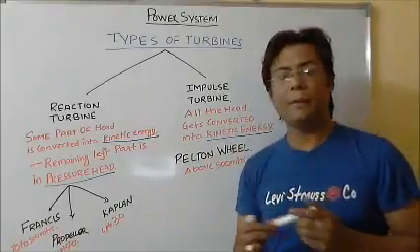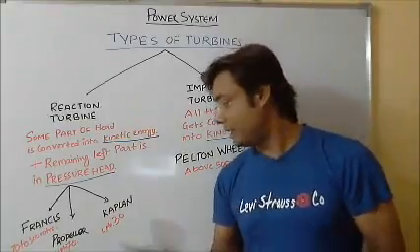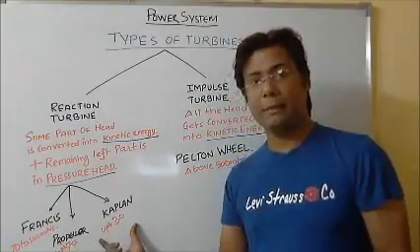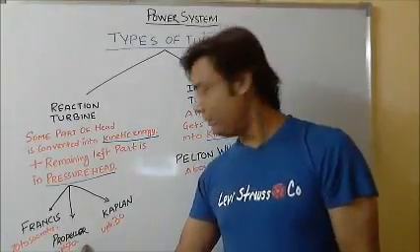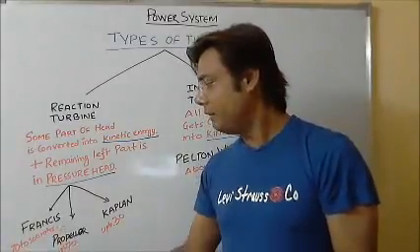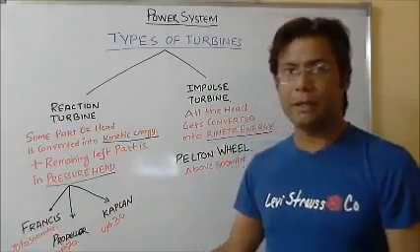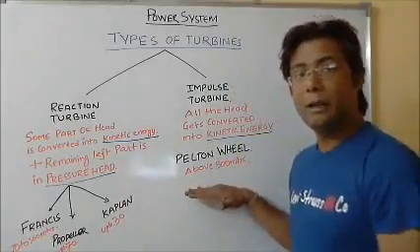So one can classify according to the head: when it's a low head plant, we'll be using the Kaplan turbine. For a medium head up to 70 meters, we'll be using the propeller type of turbine, and above that we'll be using the Francis turbine up to 500 meters, and above 500 meters we'll be using the Pelton wheel.